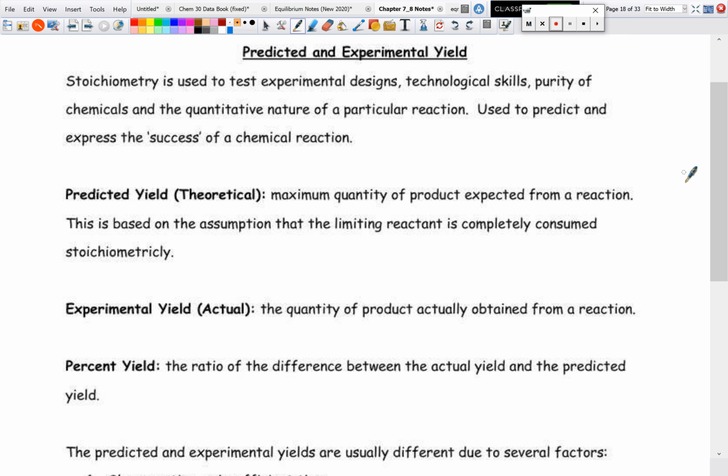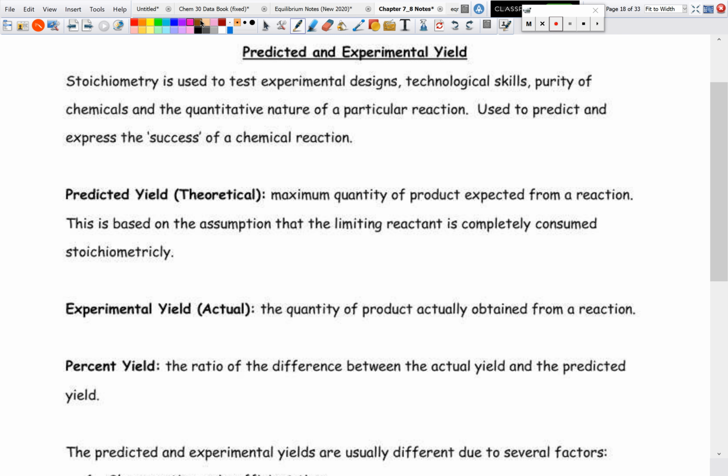Alright, welcome back. So let's look at our last lesson for this week, where we are going to be looking at the difference between predicted and experimental yield, but mostly our lesson is going to focus on percent yield, so just another way to calculate how well an experiment has gone.